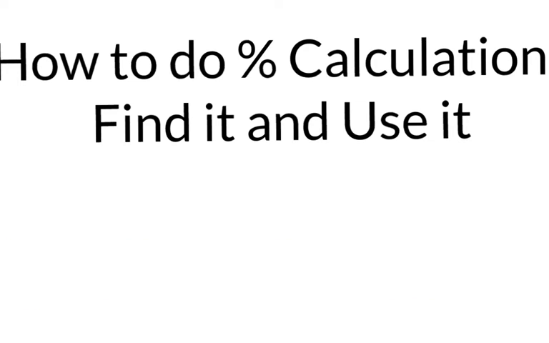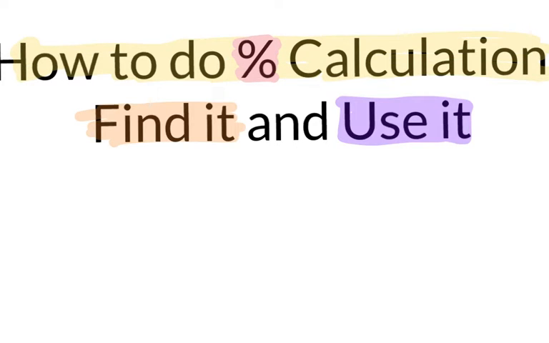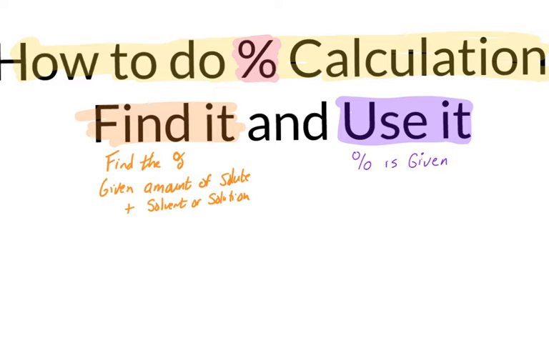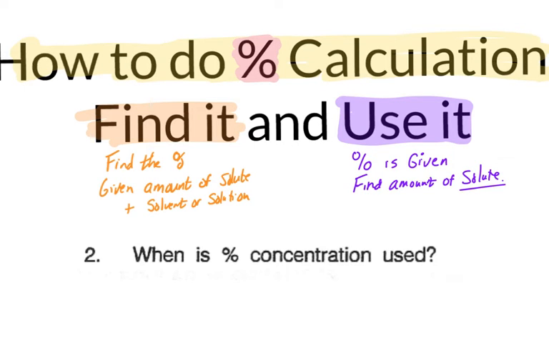So let's look at how to do some of these calculations. There are basically two types. We're going to have the find it and the use it. In the find it calculations, we're going to be looking for the percentage. In the use it, you're going to be given the percentage, and we're going to use it to find the amount of solute.